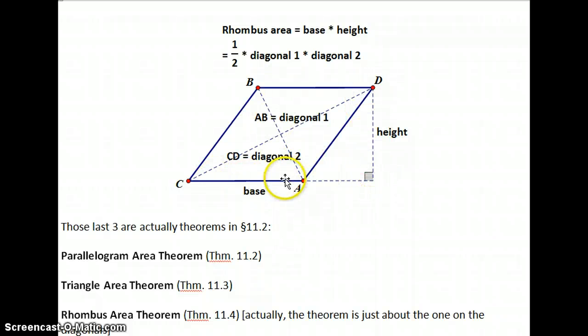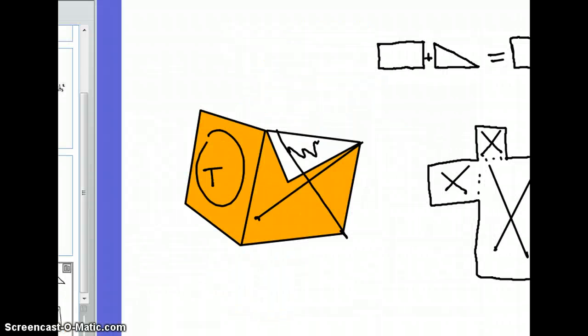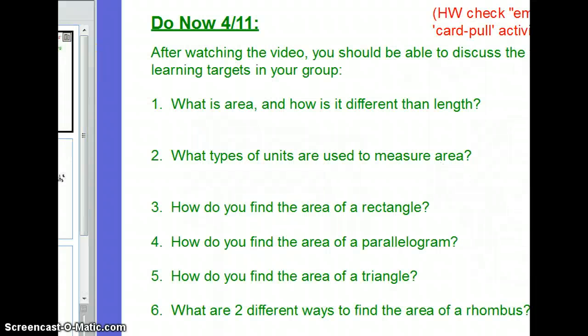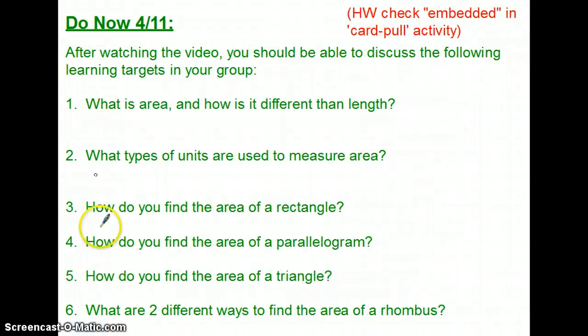You could either use base times height, or you could do half of this entire diagonal times this entire diagonal, because it is actually also 4 right triangles easily measured by the length of the diagonals of the rhombus. Okay, I'll let you see this one more time. These are the questions you're going to have to answer. I think I've spoken to all these pretty well, and I will see you in class.